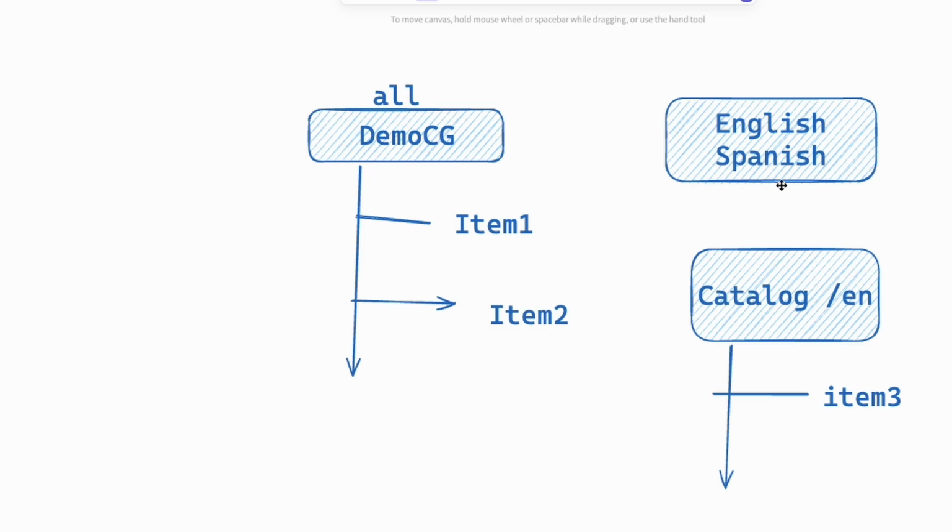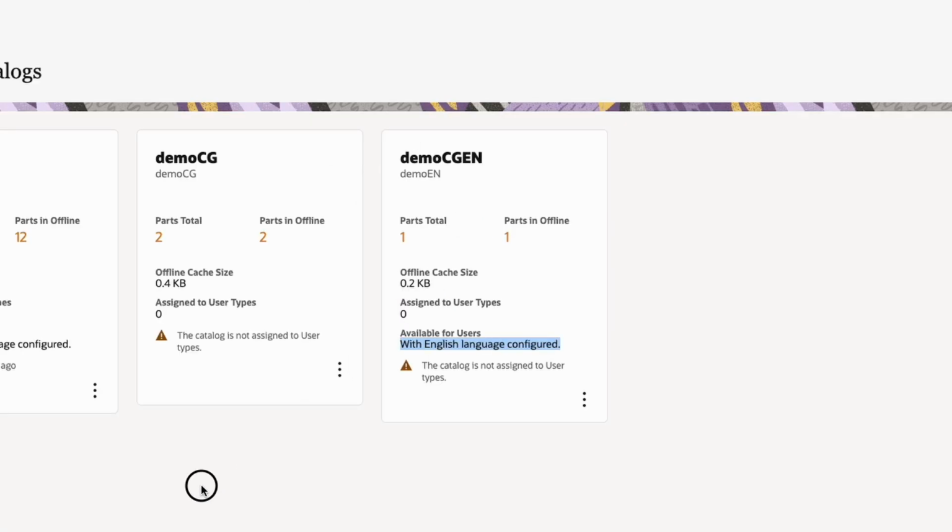So item 3 will not be available for Spanish. It will be available only for English language. One more thing is here, we can assign user type to the catalog.